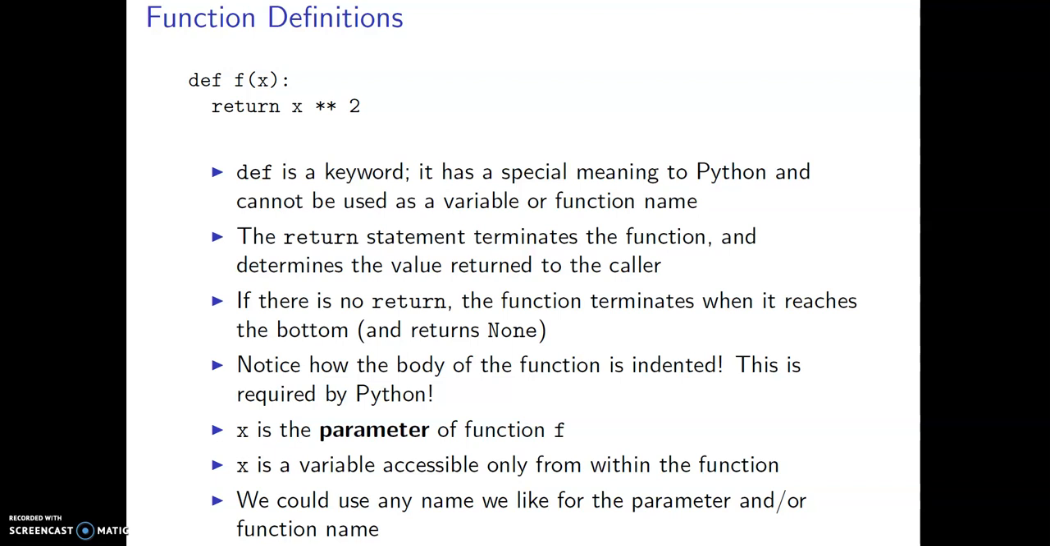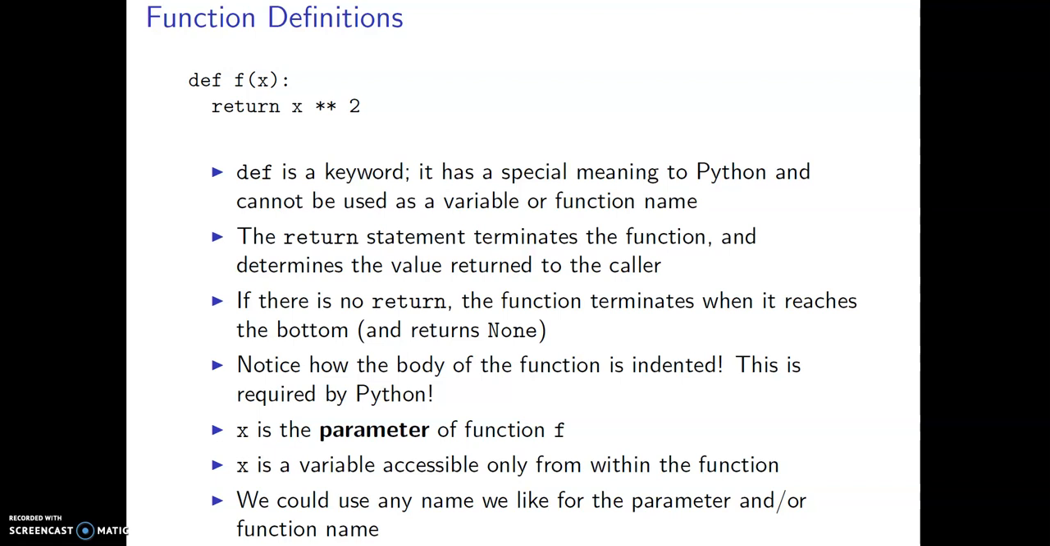Notice how the body of the Python function is indented. This is actually a requirement and should happen automatically, like when you're scripting in a Jupyter notebook. You may have noticed that, in fact. x is your parameter, okay? Remember that from math, really important. x is a variable accessible only from within your function. So if you have a big, long function, we're going to learn later how to debug. But x doesn't have a value outside of that function, okay? It's local in that function.